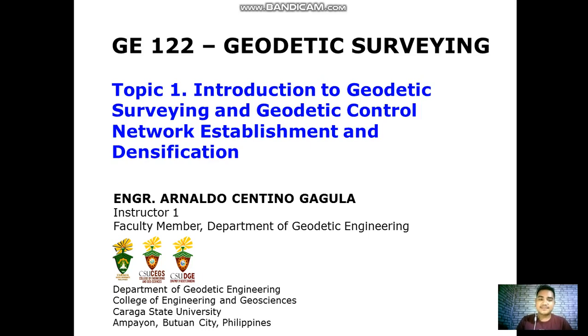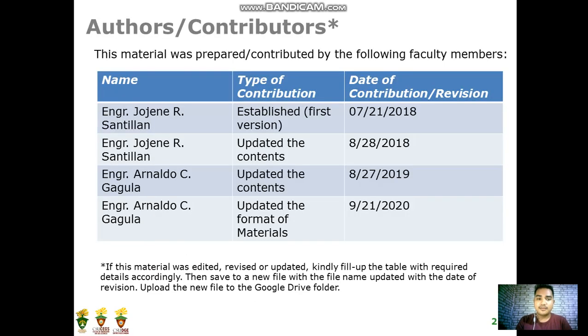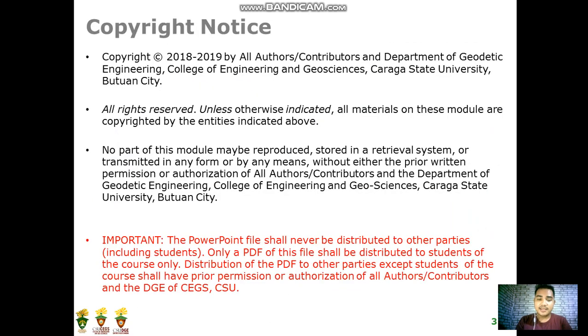Welcome back, students. Today, we are going to discuss Topic 1 of GE 122 Geodetic Surveying, which is the introduction to geodetic surveying and geodetic control networks establishment and densification. This is for the authors and contributors and for the copyright notice.